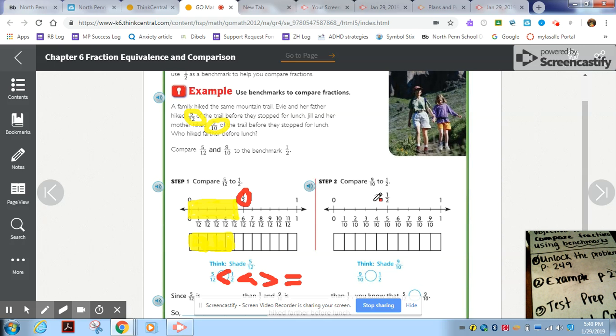We still have to compare 9/10. So come on over here to your 9/10 benchmark. And let's count till we get to 9/10. 1, 2, 3, 4, 5, 6, 7, 8, 9. Go ahead and draw your line and create your box around it. Maybe you want to color it in. Bam, look at that. Okay.